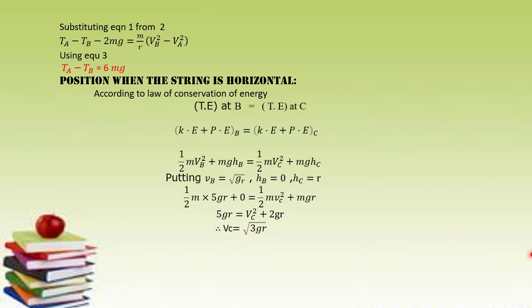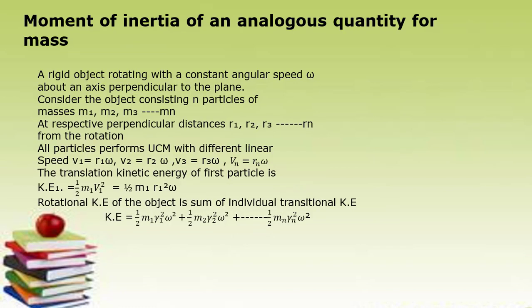Means at the upper side you will get the speed v equal to root Rg. At the middle point you will get root of 3Rg, and at the lowest point you will get root 5Rg. These are the three equations.